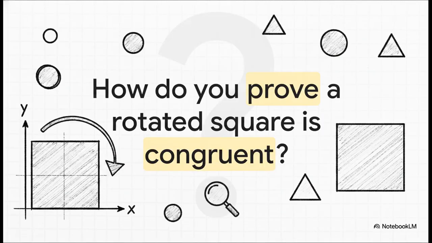To end today's explainer on a high note, I want to leave you with a final provocative thought to take with you to your next math class. If you rotate a square 90 degrees on a coordinate plane, how do you prove the new square is congruent to the original? Think about what specific properties are preserved during that rotation to formulate your answer.